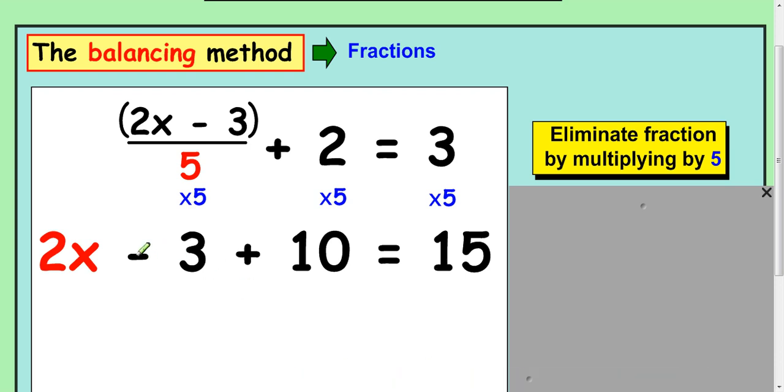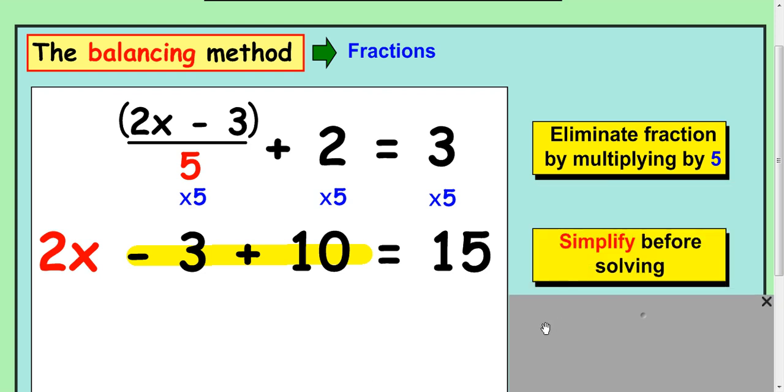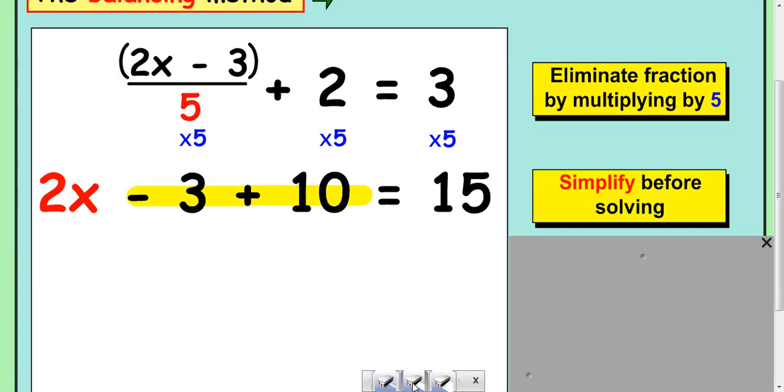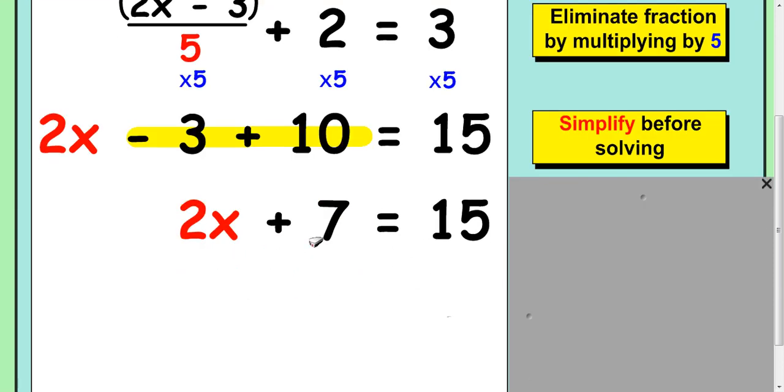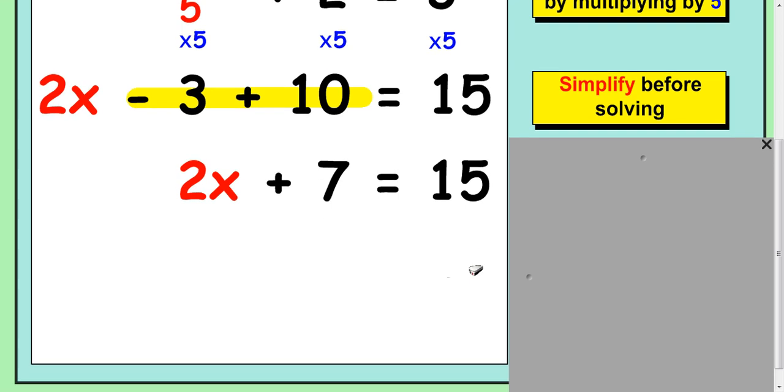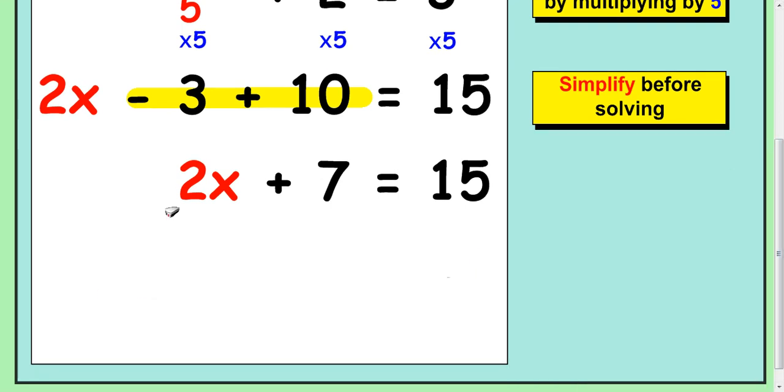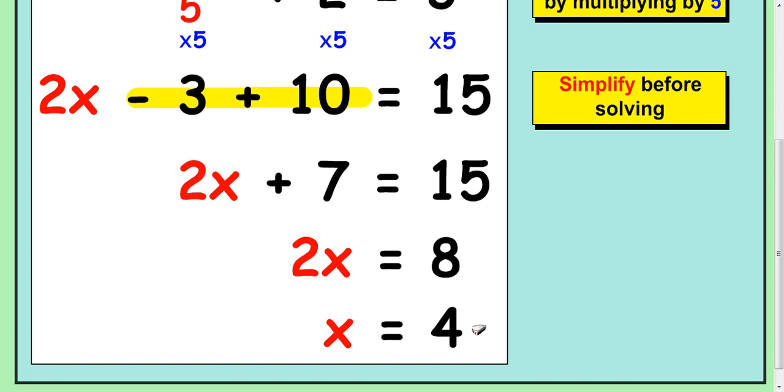Okay, as before, we can simplify this bit here. So do any simplifying before you want to solve. I can either look at this as negative 3 plus 10, or it's actually easier to think of 10 take away 3, and this bit comes to 7. So I've got 2x plus 7 is 15. At that point, this is quite an easy equation to solve. So take away 7 from both sides, so 15 take away 7, that's 8, so 2x equals 8, and divide both sides by 2 to get x equals 4.